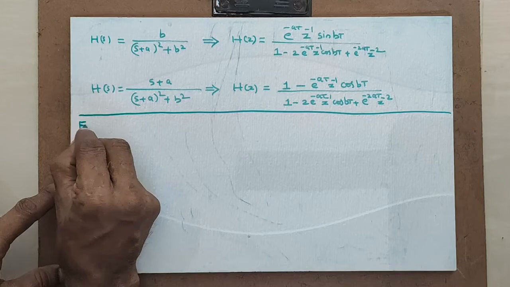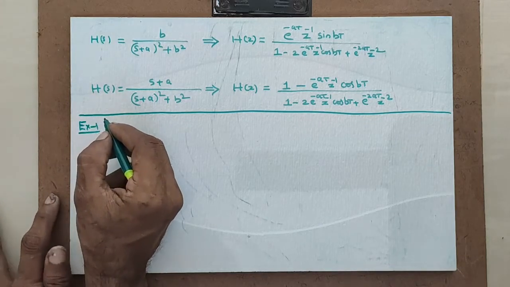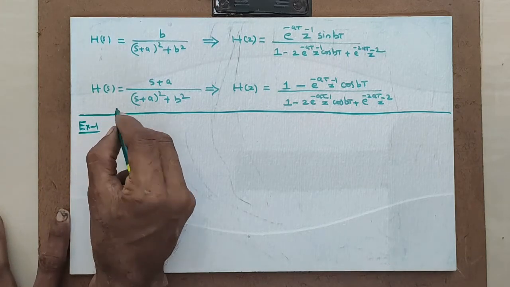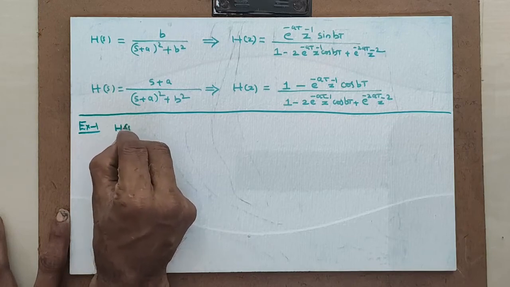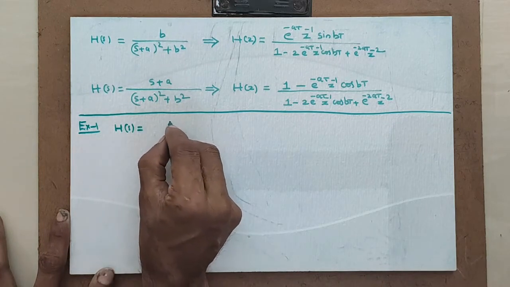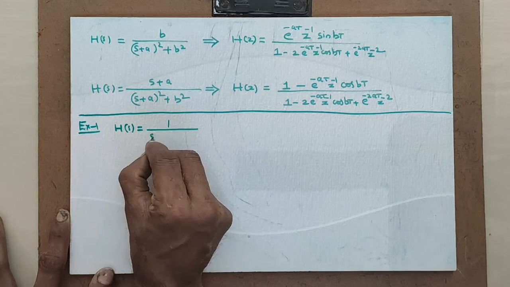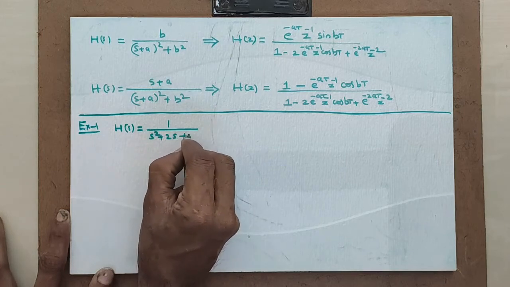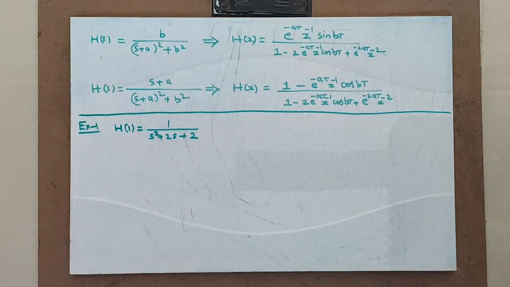Okay, example 1 in this. The example 1 which I would like to take is h of s is equal to 1 divided by s square plus 2s plus 2. This is what h of s is given.